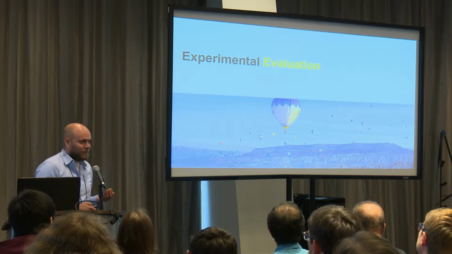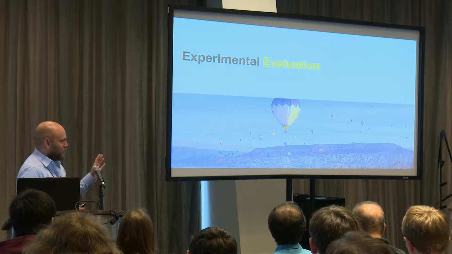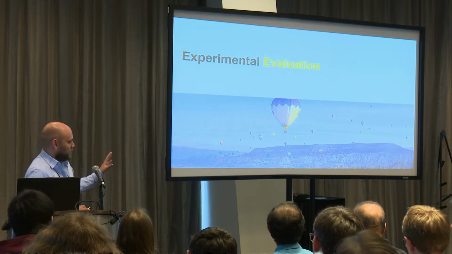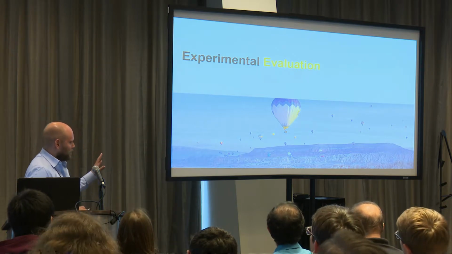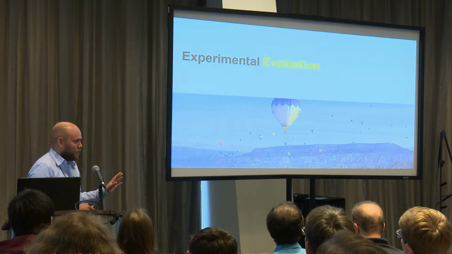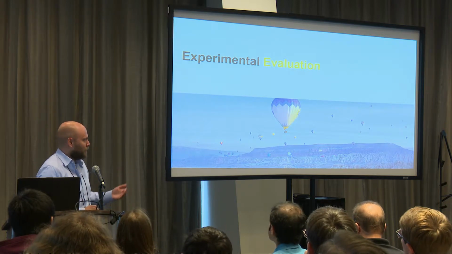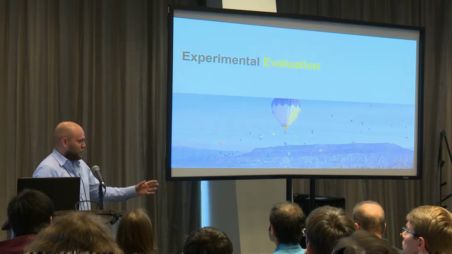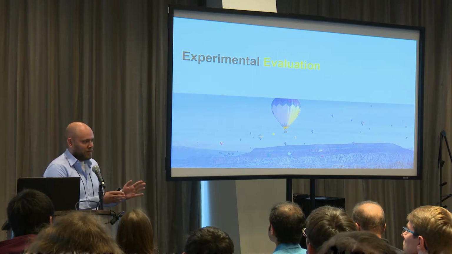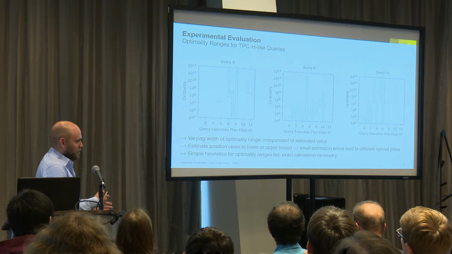Before we start with the first slide, which shows how optimality ranges look for a TPC-H-like benchmark, I would like to explain the state-of-the-art approach, which was: we take the estimate for an edge and add a certain percentage to the top and to the bottom of the estimate, and that was the optimality range. We will see that this does not really hold.